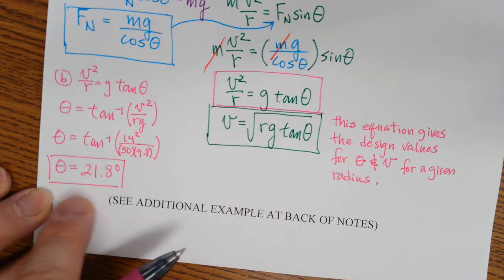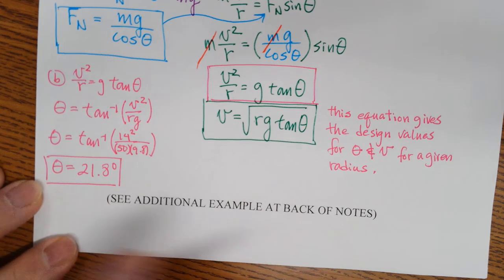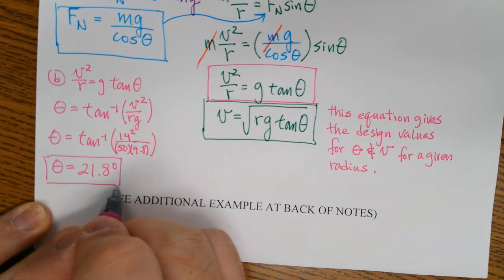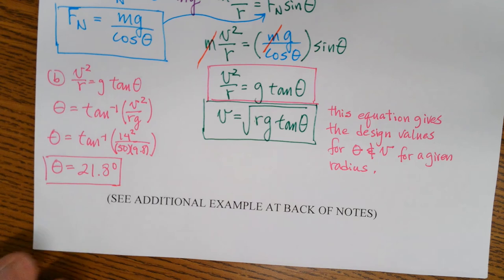Now, if you ever see the NASCAR, it's a lot steeper than this. For a NASCAR, it's almost like 70 degrees. So you could really fly across that turn without slowing down at NASCAR.